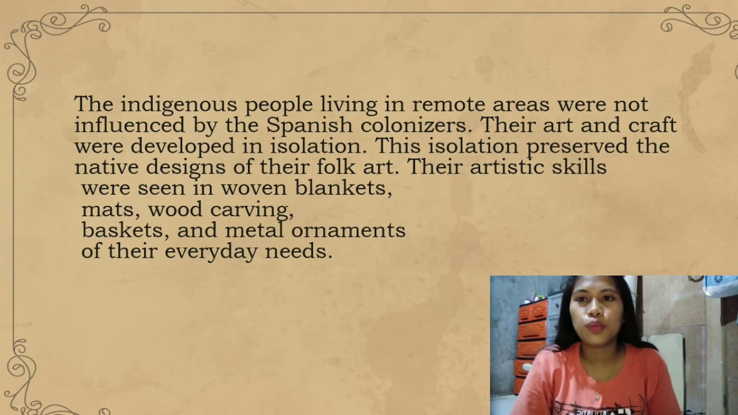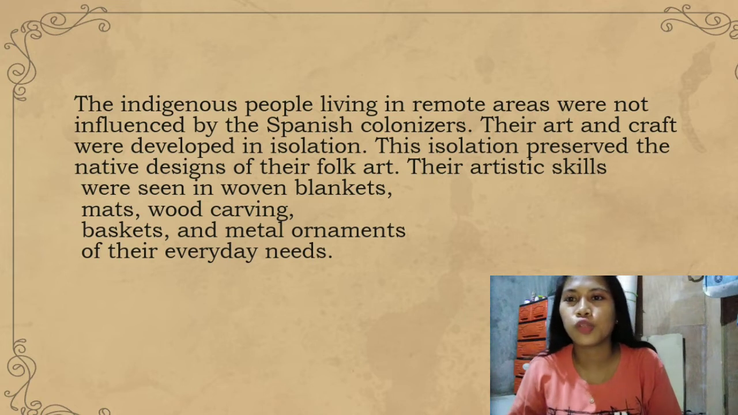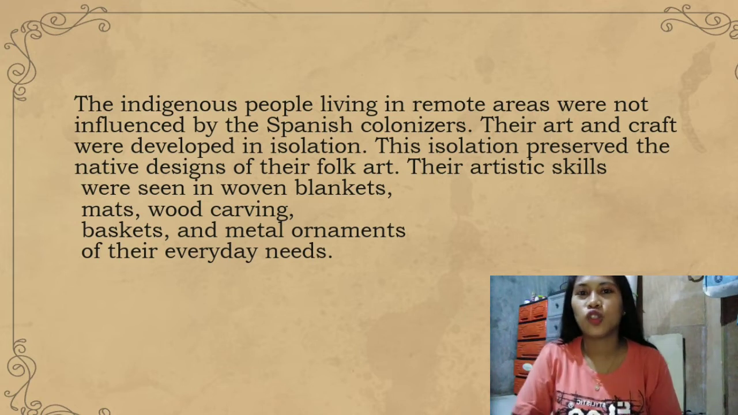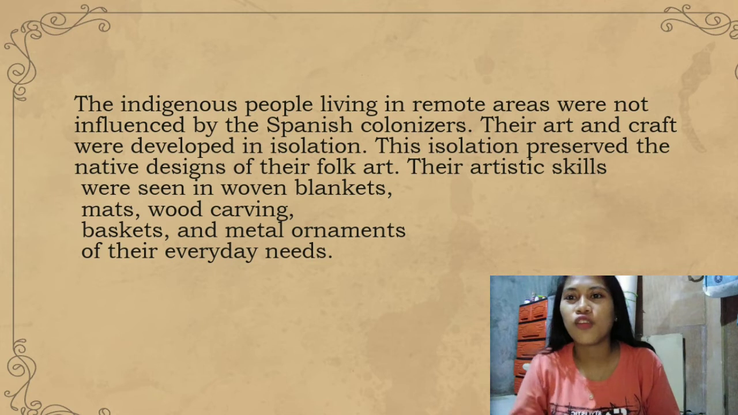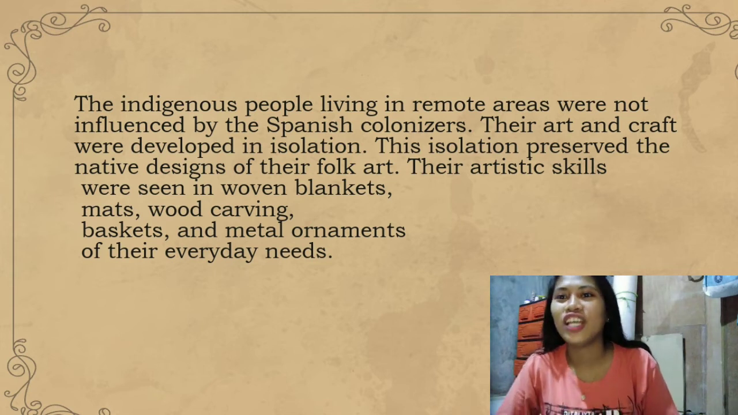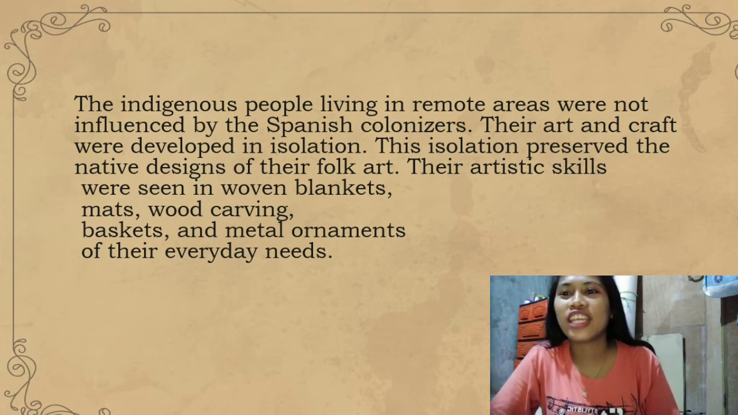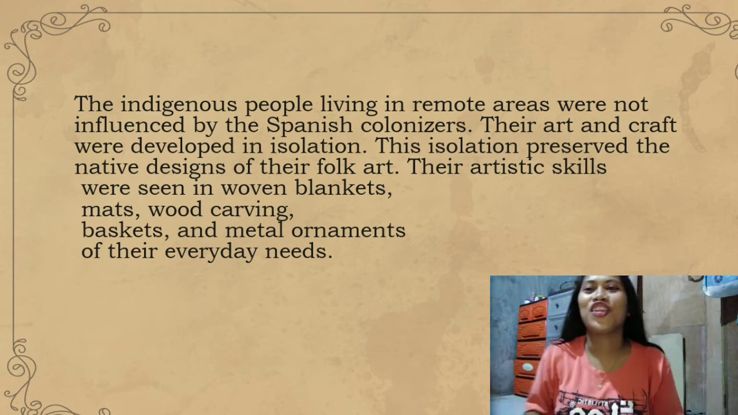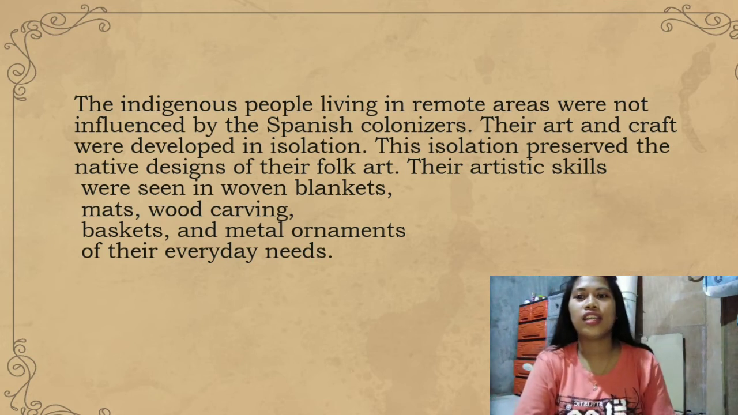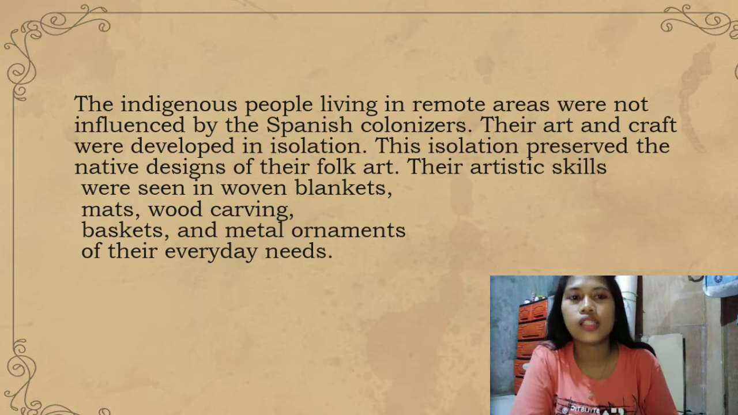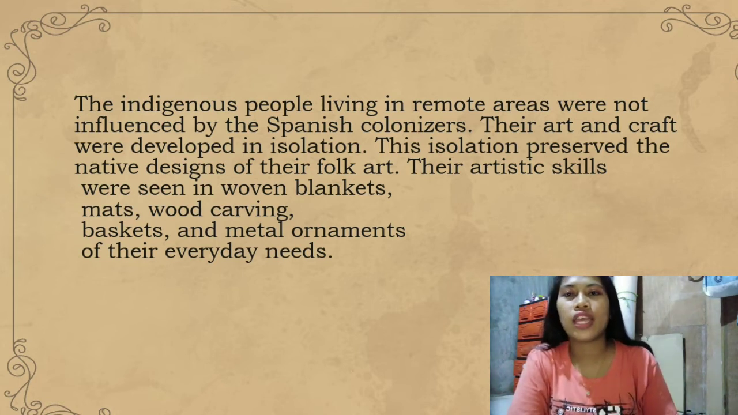So the indigenous people living in remote areas were not influenced by the Spanish colonizers. Their art and craft were developed in isolation. This isolation preserved the native design of folk art. Their artistic skills were seen in woven blankets, mats, wood carving, baskets, and metal ornaments for their everyday needs.